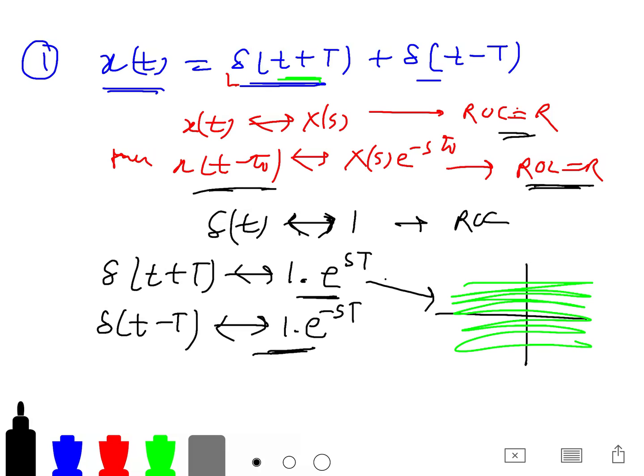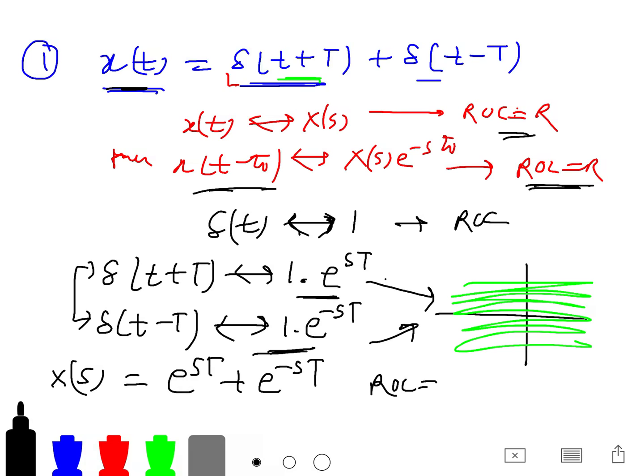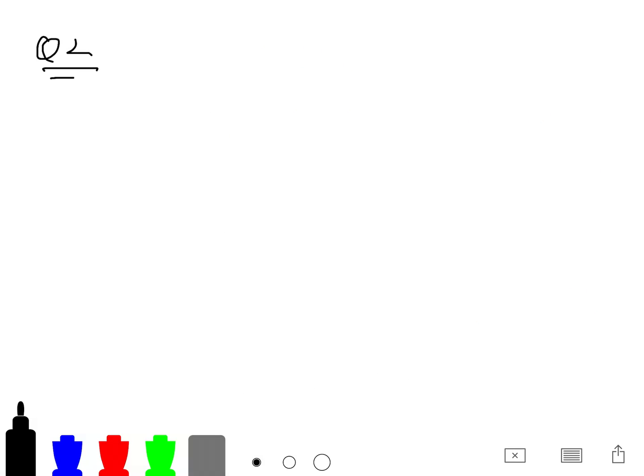Similarly, you have to calculate delta(t - T). For this, it will be 1 times e^(-sT), and for this also there is no change in the ROC. The ROC will also be the same. So if you add these terms, as they are added in the x(t) function, then X(s) has the Laplace transform e^(sT) plus e^(-sT) with ROC equal to the entire s plane. So this is the first example.